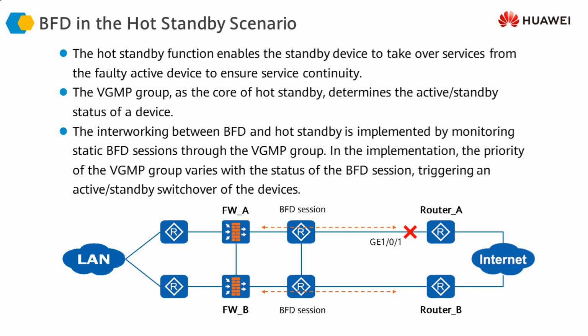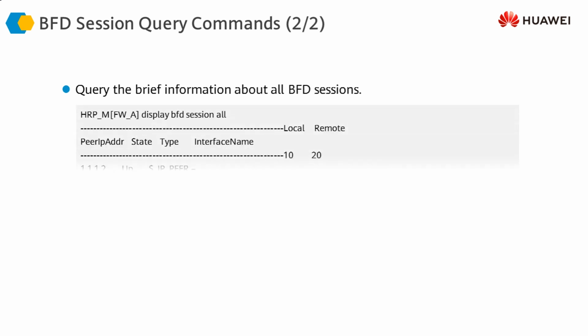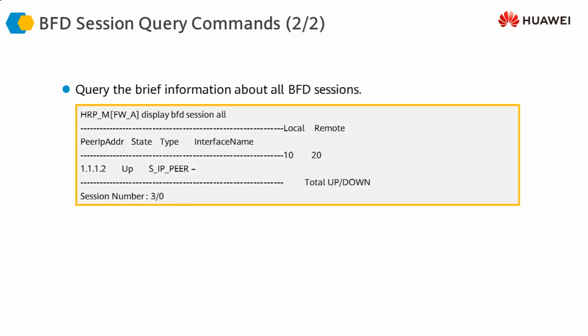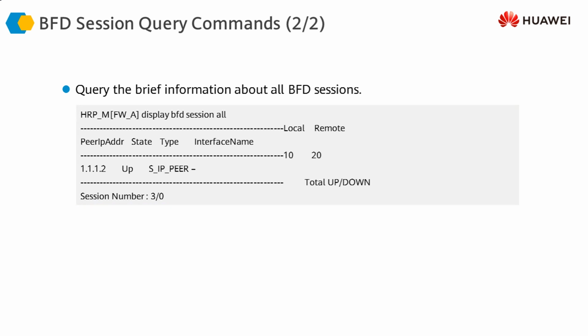So in this way, BFT is supporting HRP to move traffic from firewall A to firewall B if anything goes wrong with this path. To see session information on the firewall, you can issue the display BFT session all command. This is going to show you the status of different BFT sessions that are currently up on your firewall.